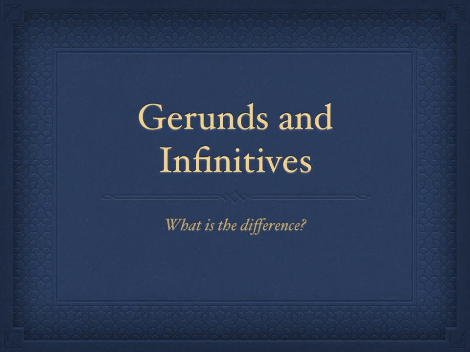One type of grammar that can be really difficult for students is knowing when to use a gerund and when to use an infinitive. They are both words that look like verbs, but they don't always behave like verbs. In fact, most of the time, they behave more like nouns in a sentence. So today we're going to talk about what the difference is between gerunds and infinitives.